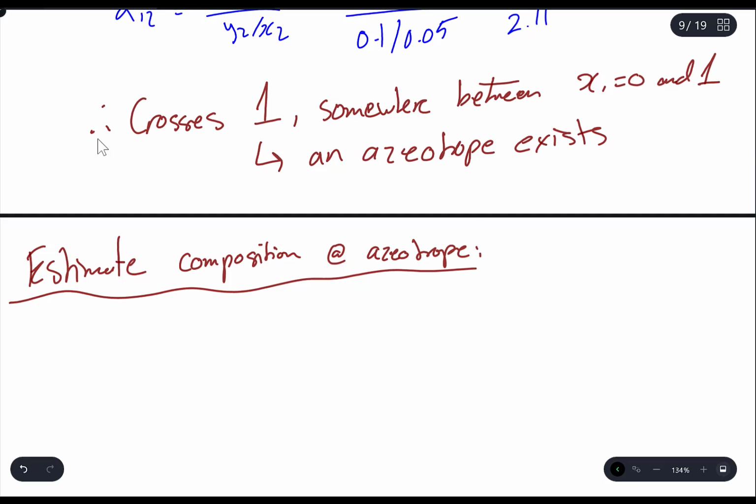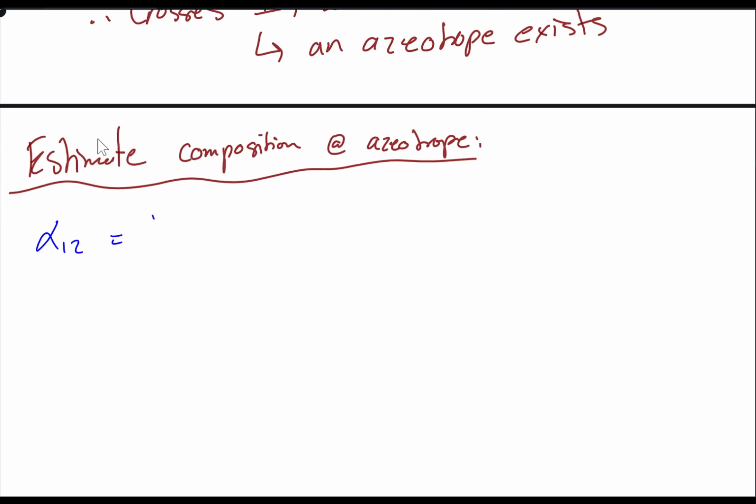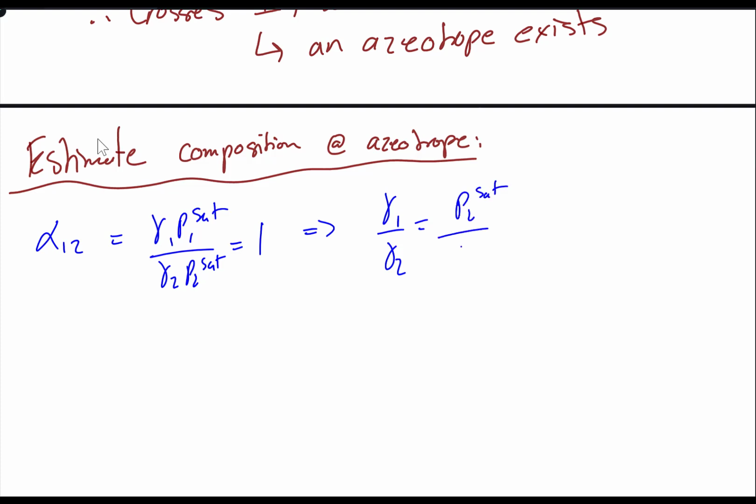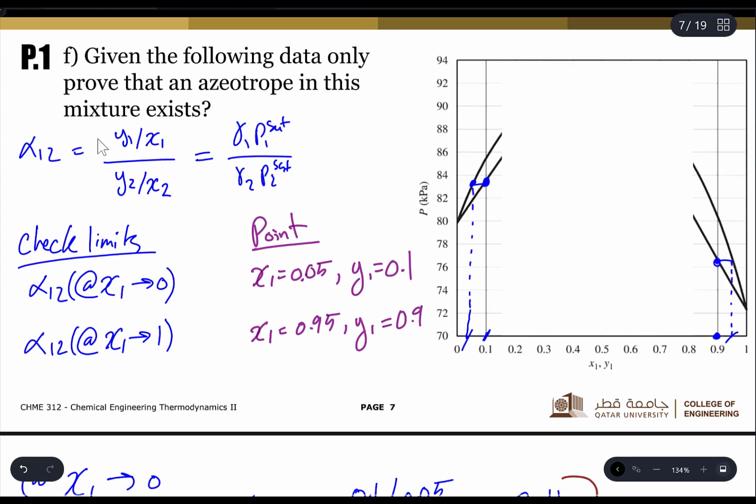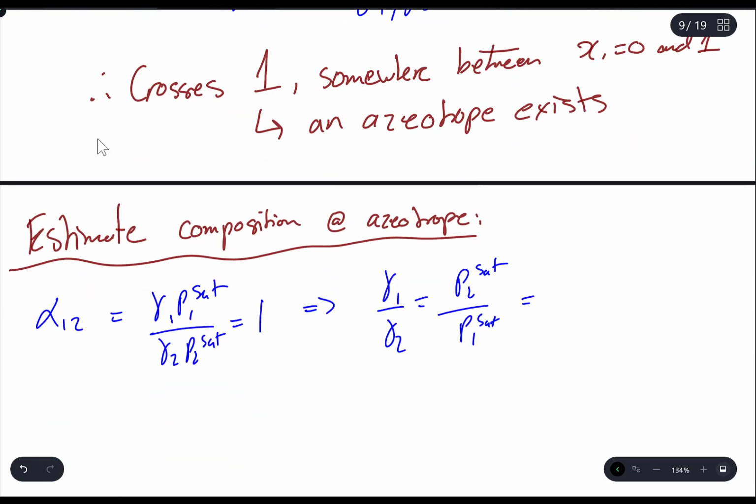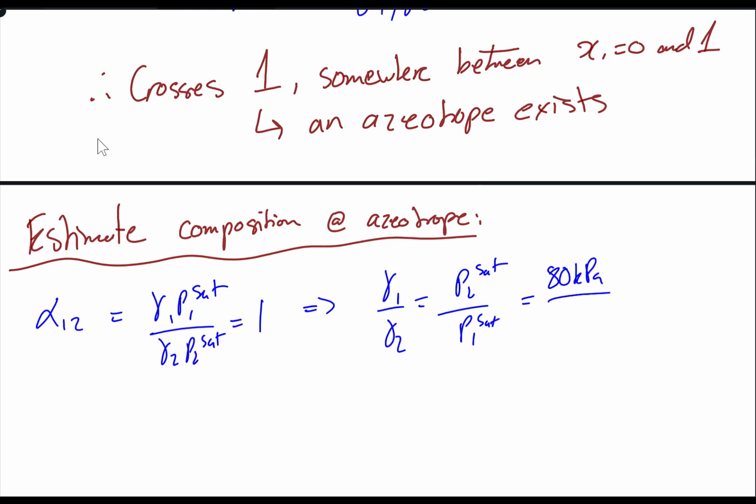So what we do is we take alpha 1,2 equals alpha 1 P1 sat divided by alpha 2 P2 sat equals 1. And then from there we say that gamma 1 over gamma 2 equals P2 sat over P1 sat. And those in the problem were given. So this is P2 sat and this is P1 sat, in this case the ratio of 80 kilopascals over 72.5 kilopascals.